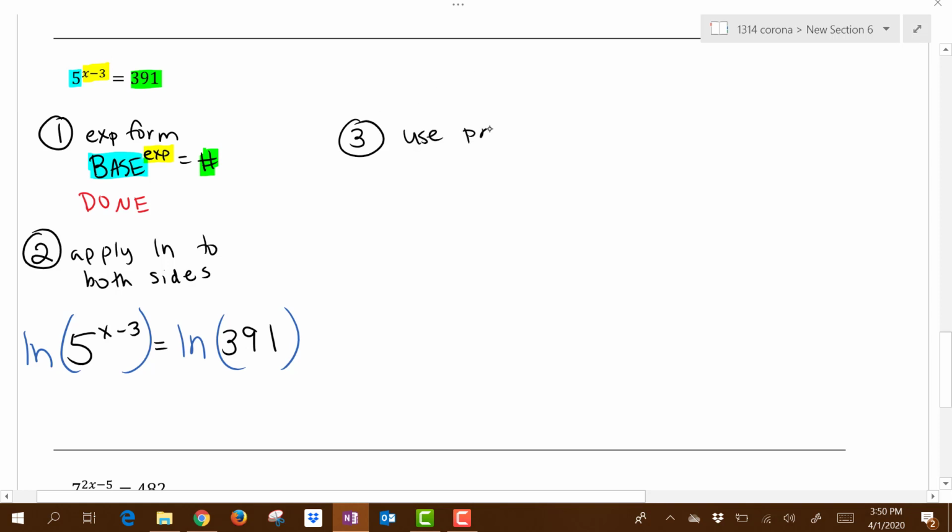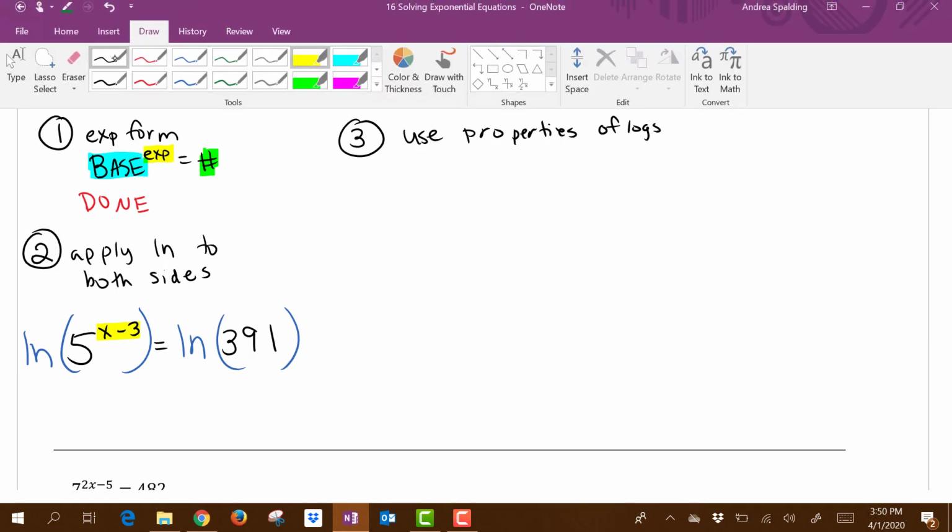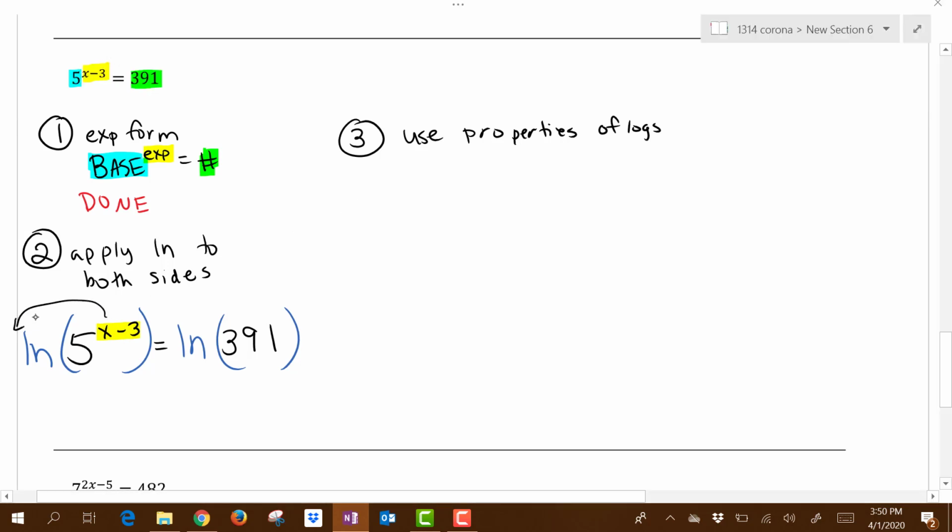Step 3 says use properties of logs. Okay, we see that on the left-hand side, everything in this parentheses is raised to exactly the same power. So we are allowed to bring that power out to the front. X minus 3, we're going to put that in parentheses because all of that is the power, times the natural log of 5. Nothing can happen on the right-hand side because we don't have a power, we don't have any property of log that we can use on the right-hand side. So that's going to stay natural log of 391.